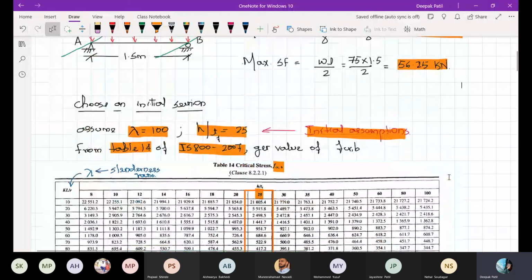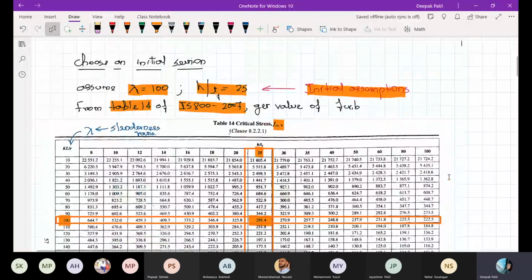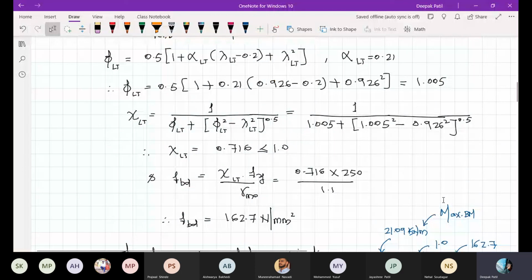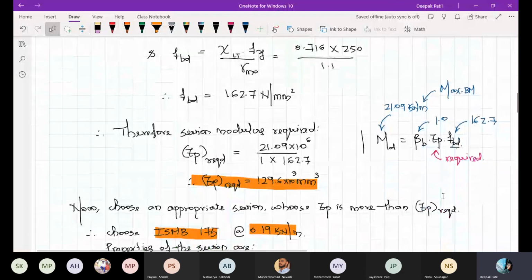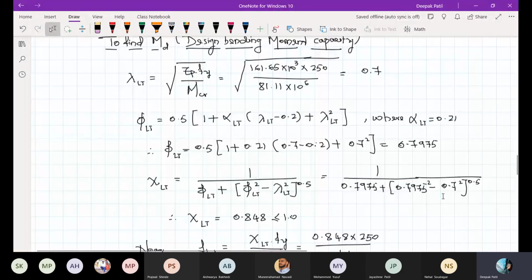This numerical example I have taken from the N. Subramanian textbook only. So you can just refer and study in detail. I'll just put the PDF of this after this class.